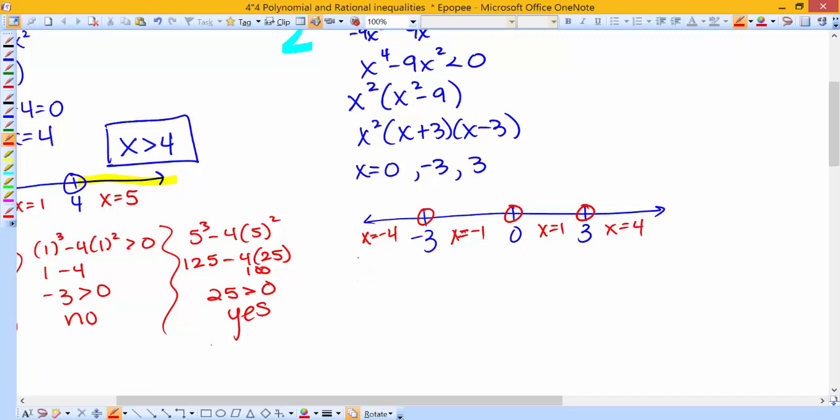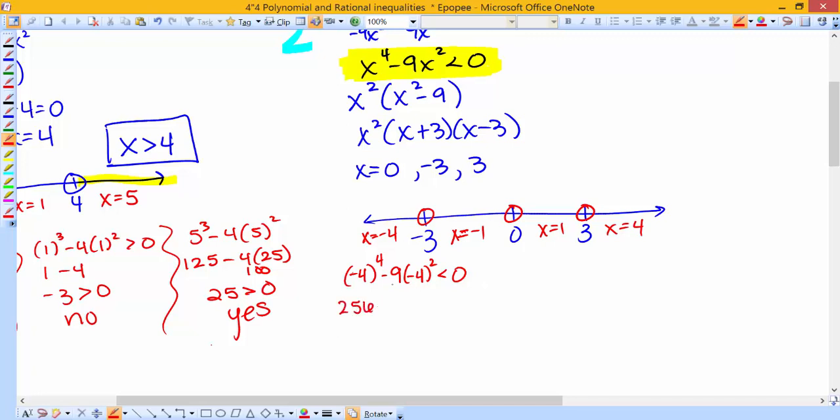I'm going to plug into the one that is set to 0. That's the one that I want to work with. So negative 4 to the 4th minus 9 times negative 4 squared has to be less than 0. So I'm going to use my calculator. And please make sure you are using parentheses around your negative 4. Otherwise, you're going to get a negative answer.